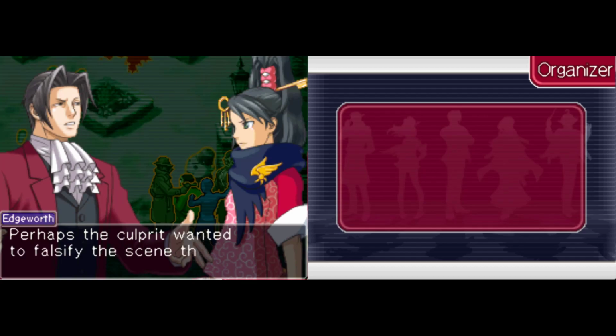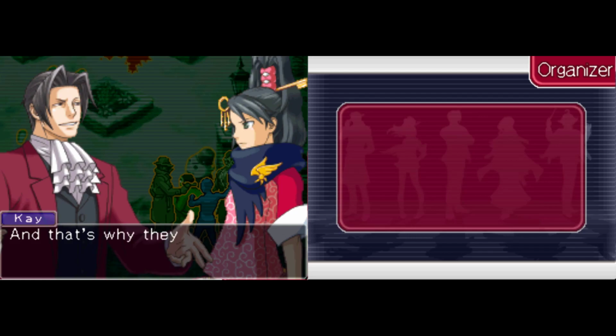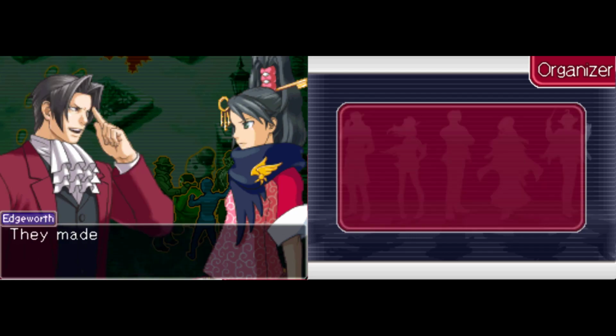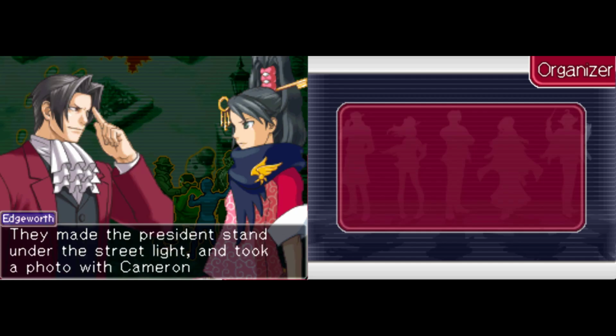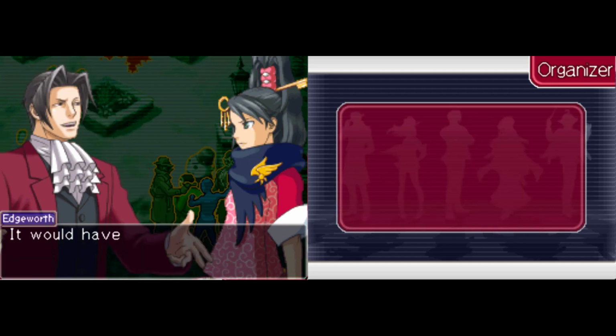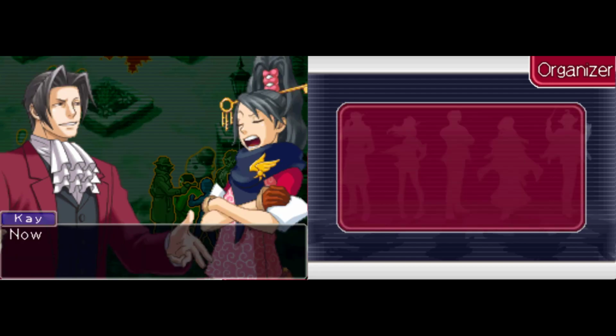Perhaps the culprit wanted to falsify the scene that Mr. Cameron witnessed. And that's why they took a fake photo? They made the president stand under the streetlight and took a photo with Cameron's camera. It would have been quite simple.